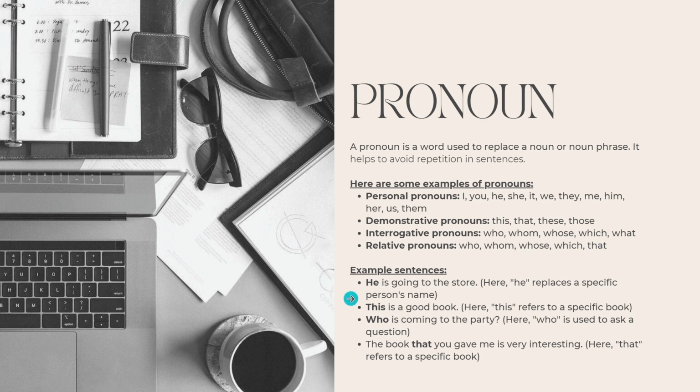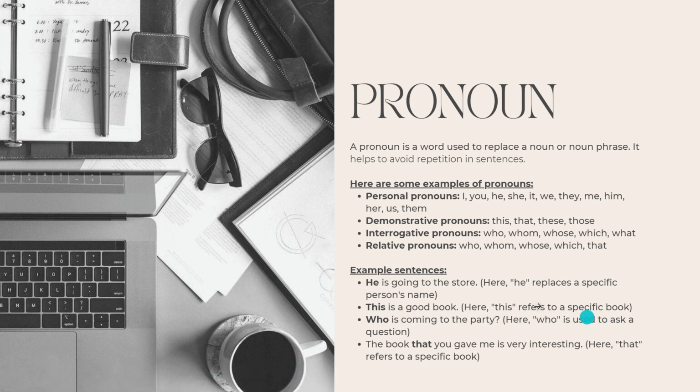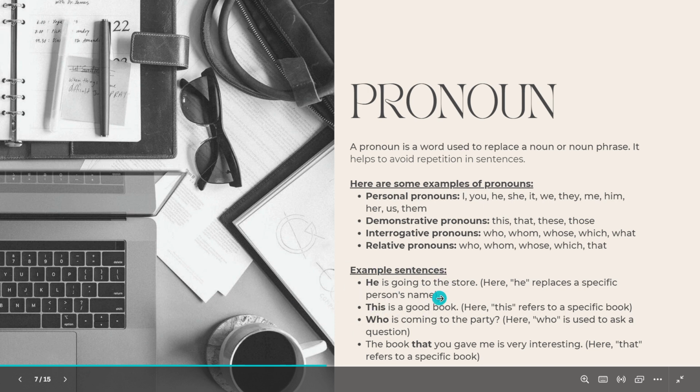Now we also have examples: he is going to the store. Here, he replaces a specific person's name, for example, John. So John is going to the store, right? Then we can also say he is going to buy this or he is going to buy that thing. Then, this is a good book. Now this is referring to a specific book, but we are just replacing that book's name, instead of repeating it all the time. We are just saying this.